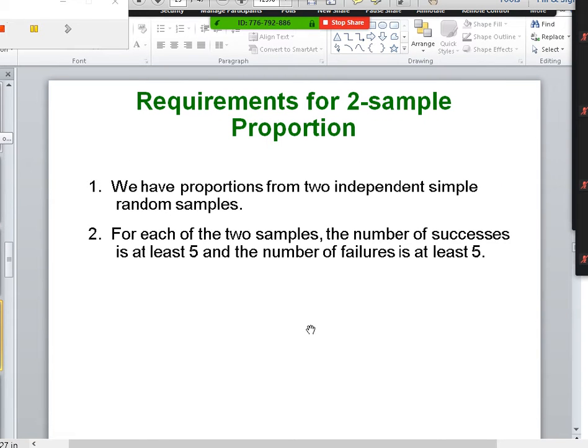There's some requirements. The first one we're going to look at is for a two-sample proportion. They have to be two independent samples, and obviously they can't be biased. And for each of the two samples, you have to have at least 5 successes and 5 failures. This is for a proportion.